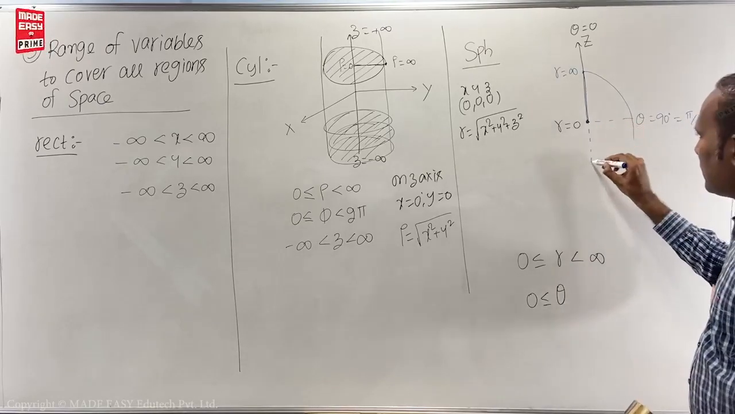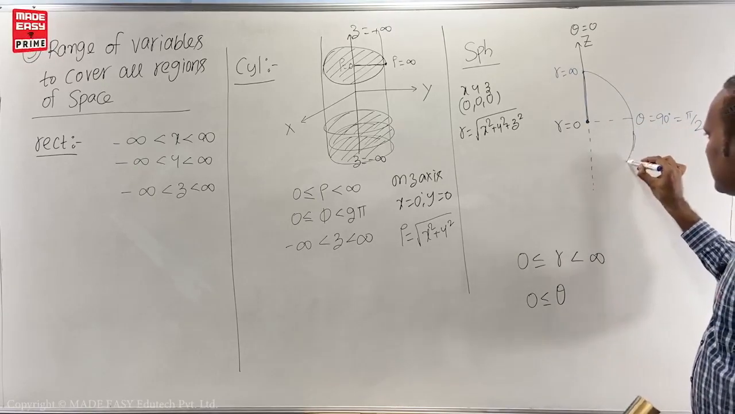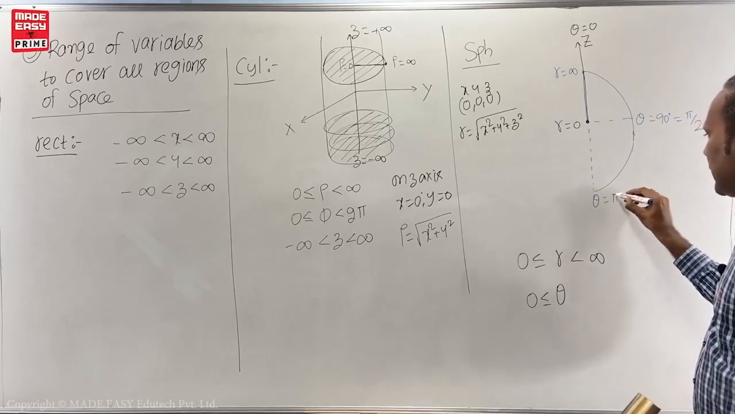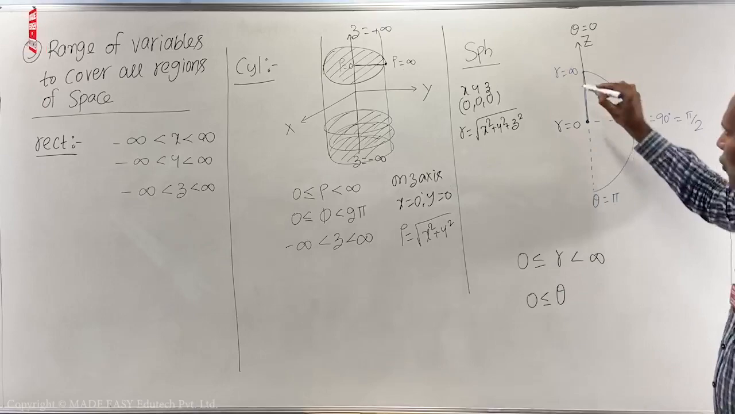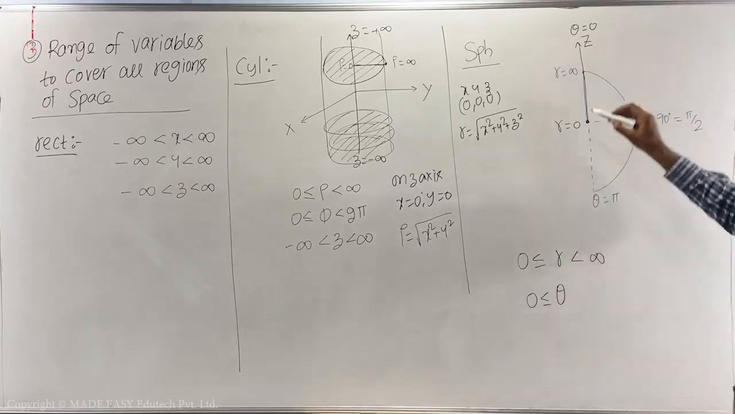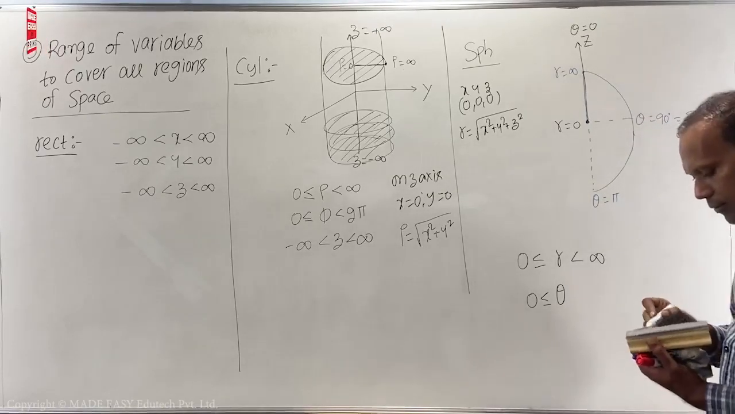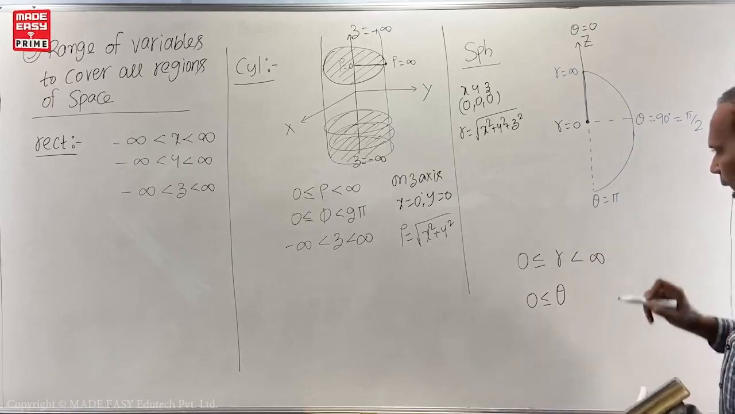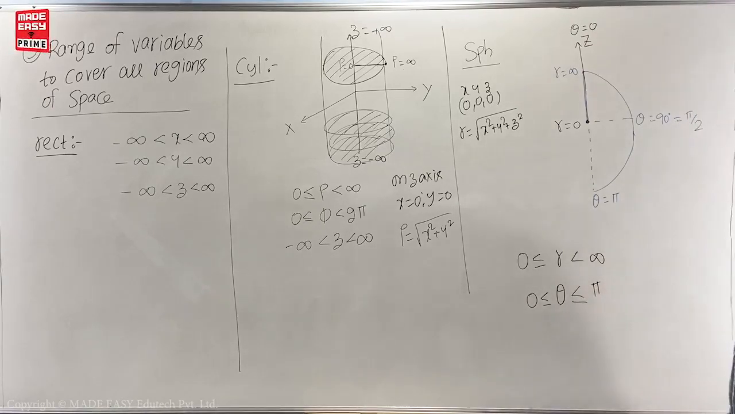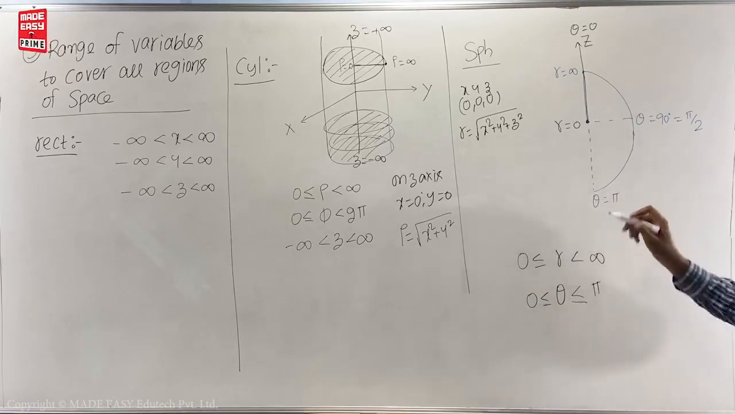Similarly, this is the negative z axis. If I go down like this, then this vertical angle is 180 degrees. For a full circle it is 360 degrees, but I have taken only half the circle. For half of the circle, the semicircle, this angle is pi. You can put equal here because 180 degrees is not 0; 180 degrees is a different value.